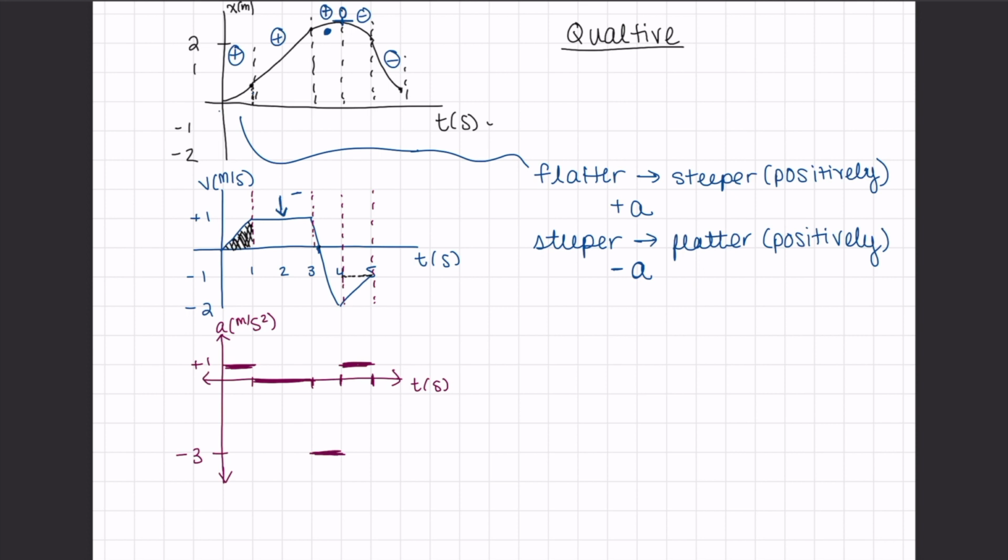At the other side of the zero, we're going from flatter to steeper, but now we have a negative velocity. So flatter to steeper negatively is going to be a negative A. Which is still true because all of this from 3 to 4.